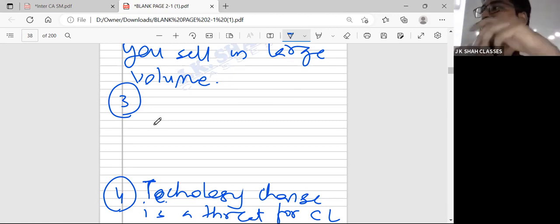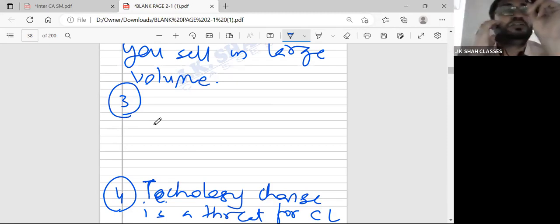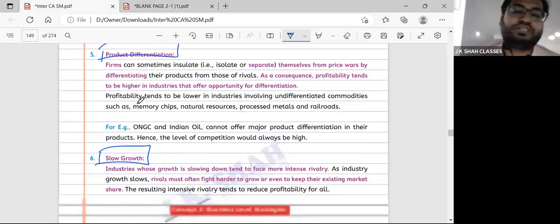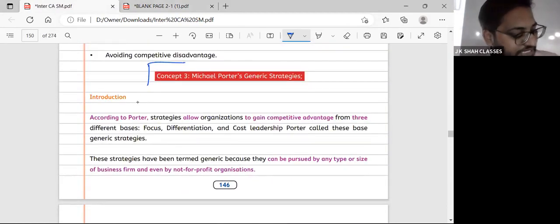You all understood this? This was cost leadership. I will not write this third point here. You all understood? Okay, let's see how much you have understood. I'm on page 146.